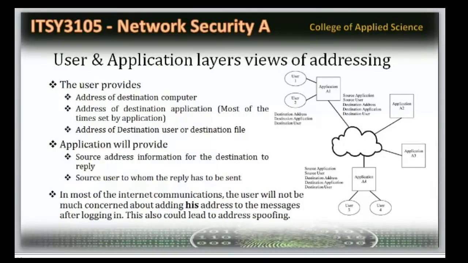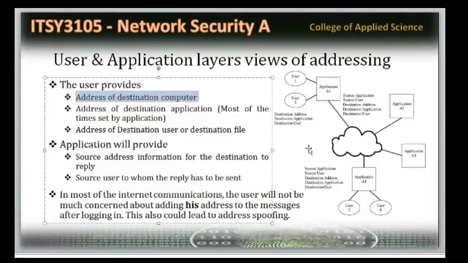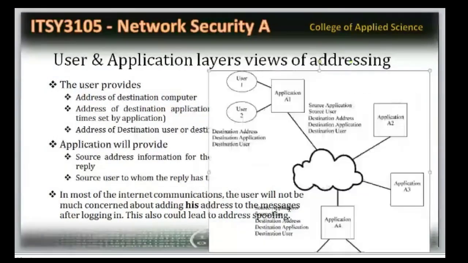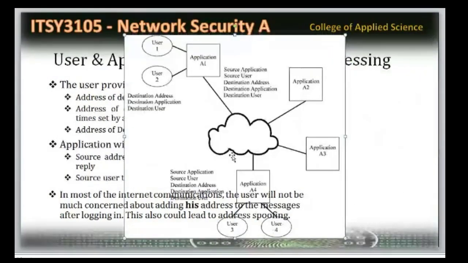Every user must have an address. Every user provides the address of the destination computer. That is what I explained to you in the previous slide. Without an address, you cannot communicate with another person. Now, instead of just going for the theory, let me explain by using a diagram. You can see this diagram, so you will understand the addressing concepts very easily.